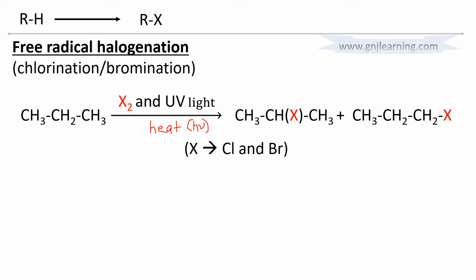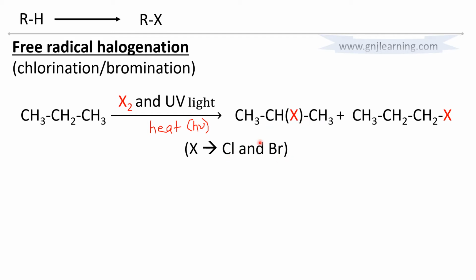Planck's quantum means packets of energy called quanta, and h nu is the energy associated with that packet of energy. So on this arrow, either you can write UV light or h nu or heat. What is required is the energy. If you are supplying energy in the form of light or heat, X2 will start to substitute H as shown here. In the product there is substitution on the secondary carbon for one molecule and on the primary carbon for the other. So substitution takes place, and it can happen for both chlorine and bromine.